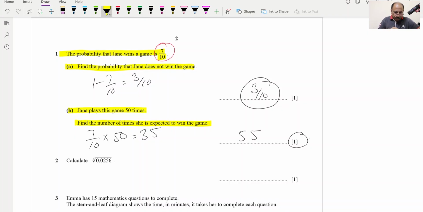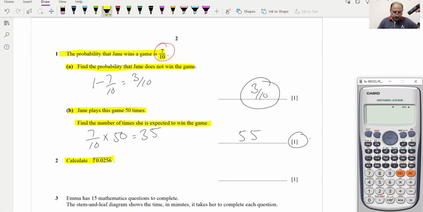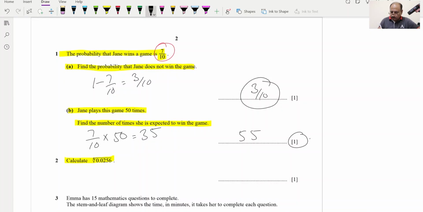So one more question. Then we have to calculate this with the help of a calculator, which is question number 2. So we can take this one and the 4th root of 0.0256, and this is equal to 2 over 5, which is 0.4. So we can write the answer as 0.4. Hopefully you understood this.